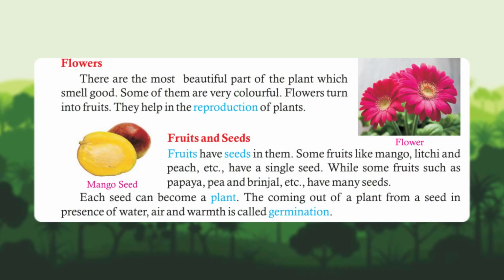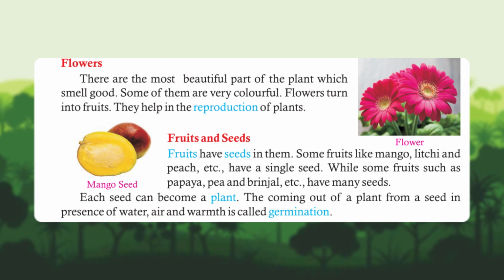Flowers. These are the most beautiful part of the plant, which smell good. Some of them are very colorful. Flowers turn into fruits. They help in the reproduction of plants.